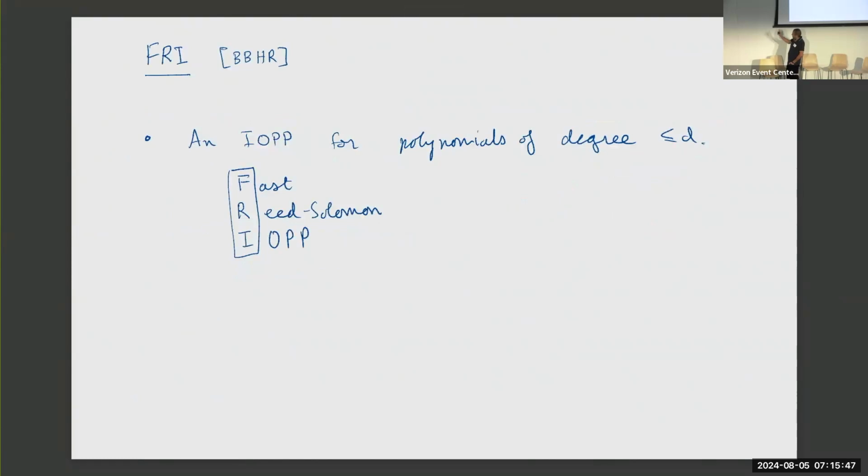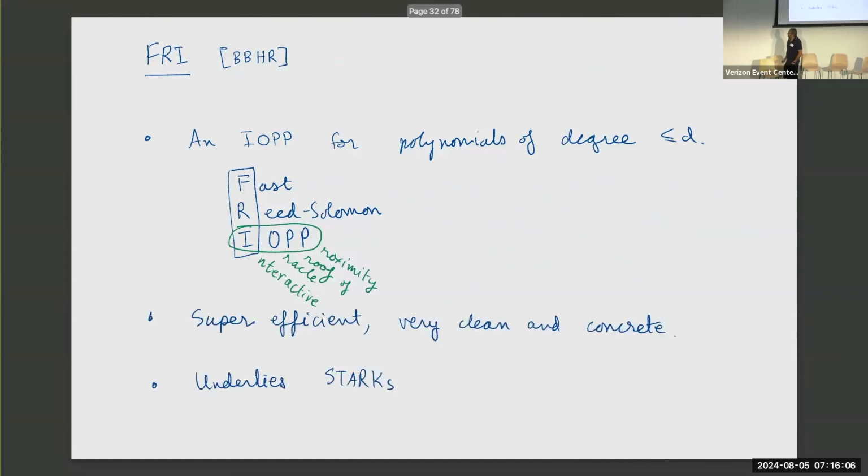Good. And so now I can tell you what FRI is. FRI is an IOPP for this problem. It is an IOPP for testing polynomials of degree at most d. FRI stands for fast Reed-Solomon IOPP, and IOPP itself is interactive oracle proofs of proximity. It's super efficient, very clean and concrete, and this is what underlies STARKs. And the soundness also is very clean and concrete.